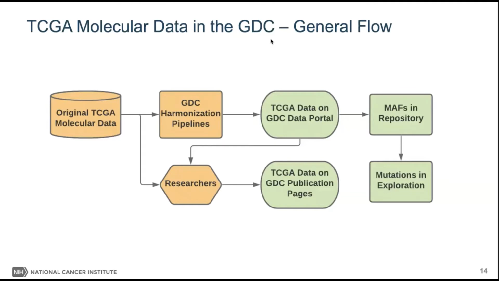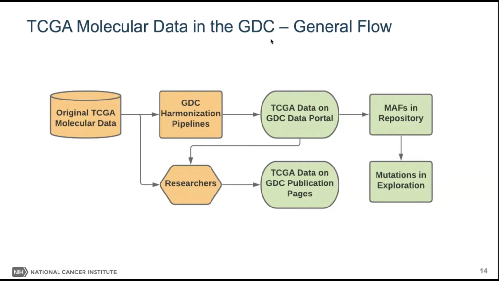So here I put together this general flowchart for how molecular data enters the GDC and how it's processed. On the left here, we have the original TCGA molecular data. This is colored orange because this isn't something that's directly accessible for end users. The original TCGA molecular data was taken in by the GDC harmonization pipelines and processed into the TCGA data that can be found in the GDC data portal.